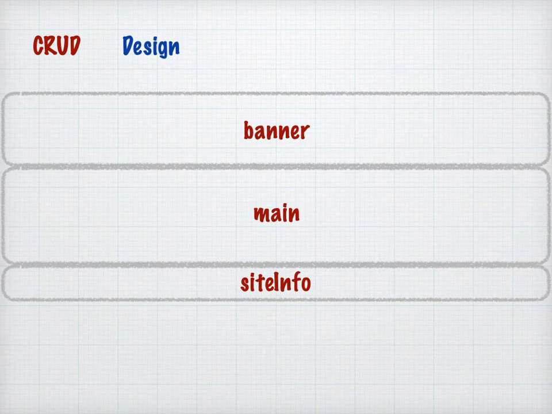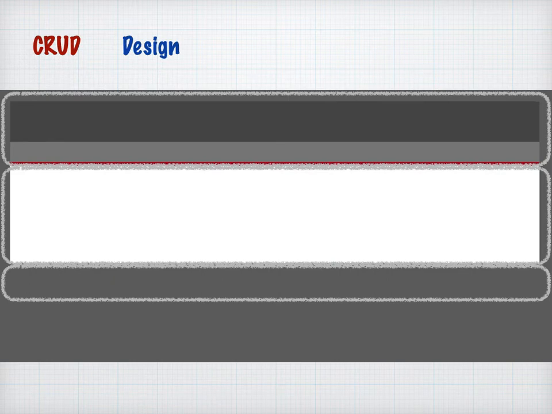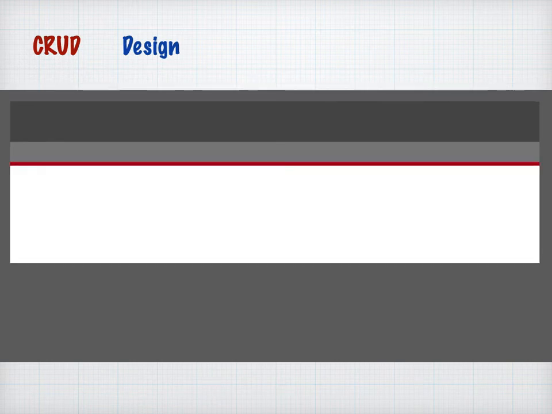So let's have a look at our design for the application that we're working with. What we're going to do is have a three horizontal layout of panels. I've called them banner, main and site information. When we implement this design, we'll end up with three separate panels where we can place content. So it's going to look like that.